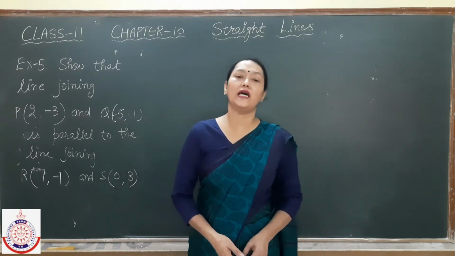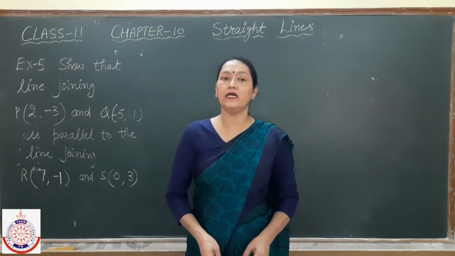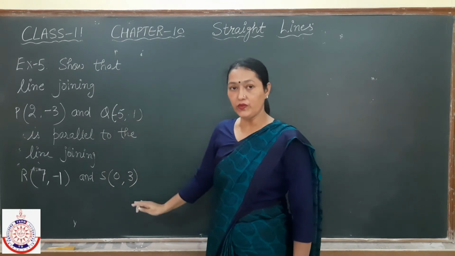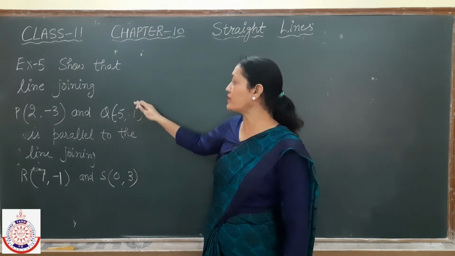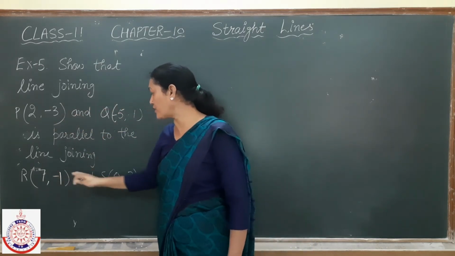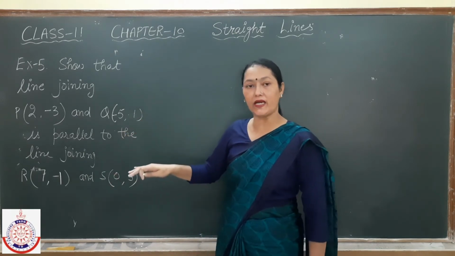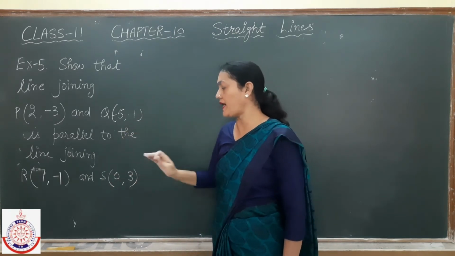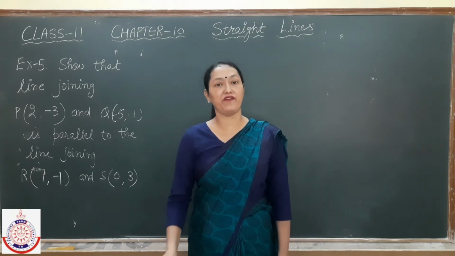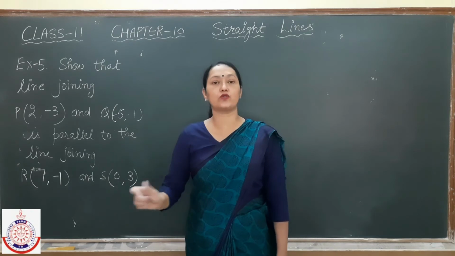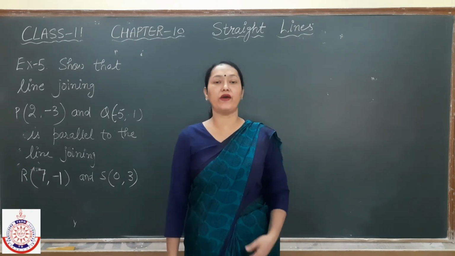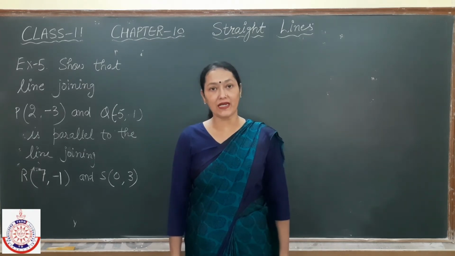Next example I've taken. In this example, they have given us two different lines, suppose L1 and L2. They are saying the first line is passing through these two given points and the second line is passing through these two given points, and we have to show that the two lines are parallel to each other. The condition of parallelism I've told: if we find the slope of both the lines and the slopes come out to be equal, then the lines will be parallel. So all we have to do is find the slope of the lines.